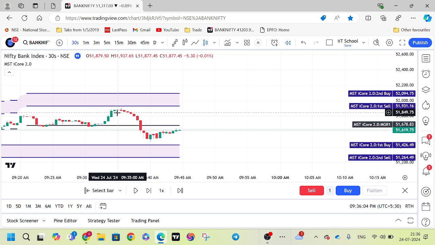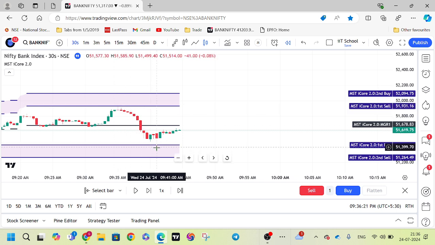Then we are supposed to take 51,900 put option buy, otherwise 52,100 put option buy. So depending upon your investment capacity, you can buy the options. And after that, all our targets hit and it has come down to our buy zone. Almost it is reaching our buy zone.